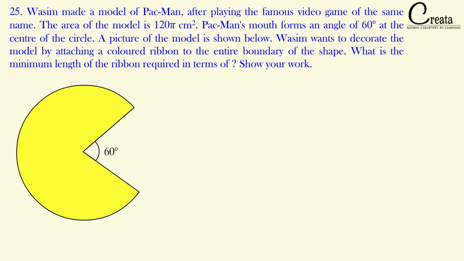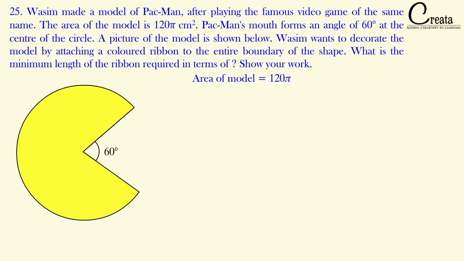So welcome back. In this question, Wasim made a model of Pacman. Pacman, the famous game you must be knowing. This is the Pacman game. And Wasim made a model of the Pacman. The area of the model is 120 pi centimeter square. It means area of this shaded region is given as 120 pi centimeter square. This angle is given as 60 degree. The angle of the mouth of the Pacman is given as 60 degree.